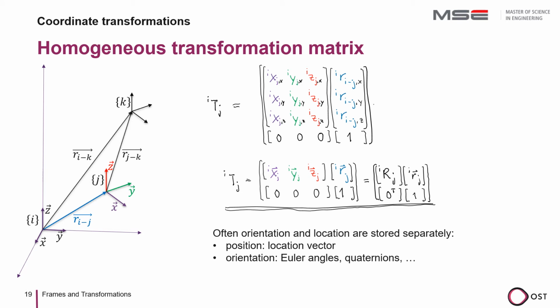However, homogeneous transformation matrices are not always being used. Orientation and position are often stored separately. In particular, the orientation is often not described as a rotation matrix, but as Euler angles or quaternions.